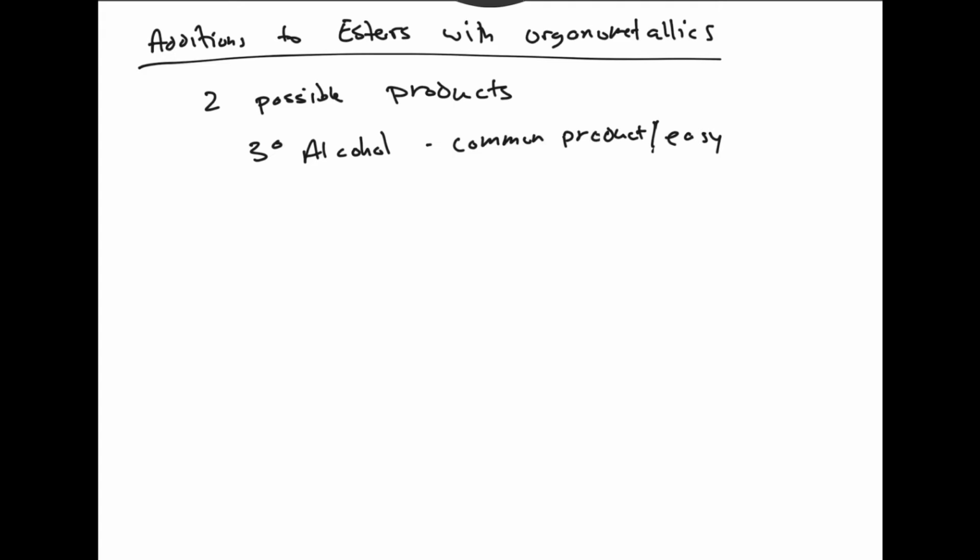This is kind of the most common product when you add an organometallic to an ester, and it's really easy to get. The other one is to get a ketone. Right, so this is rare. It's difficult to get to work. It may not work.